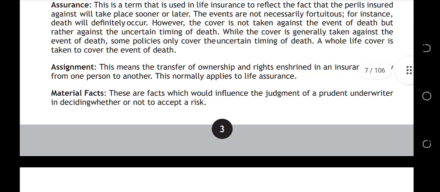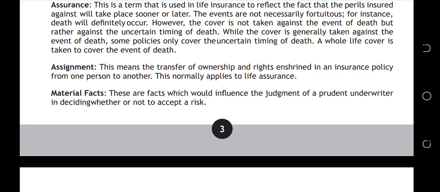And then let's talk about assignment. Assignment means the transfer of ownership and rights enshrined in an insurance policy from one person to another. Yeah, you have been transferred ownership from one entity to another.